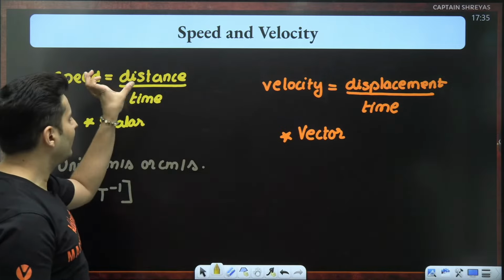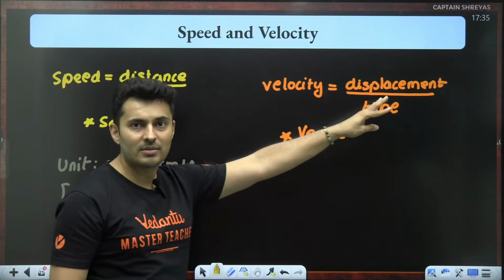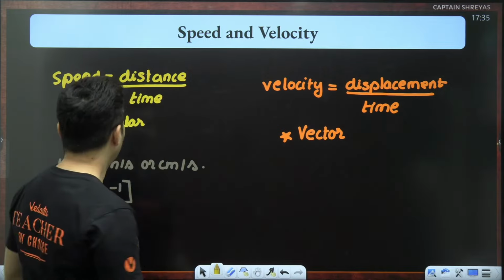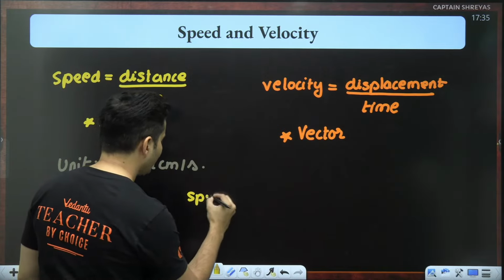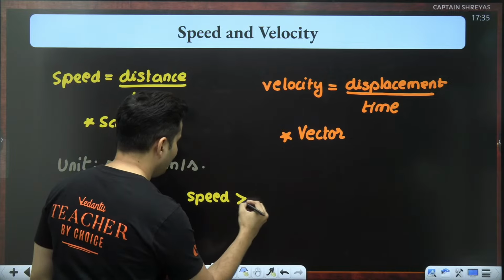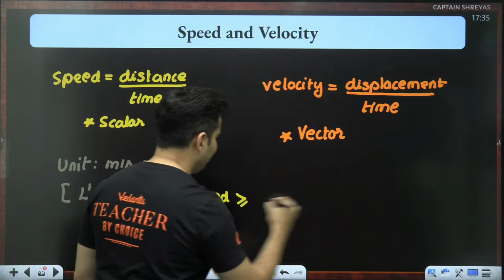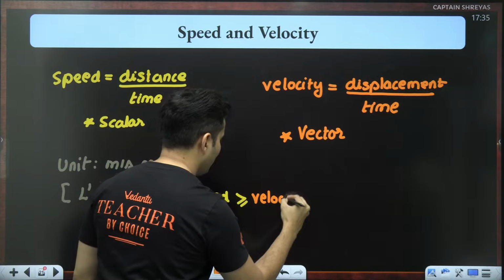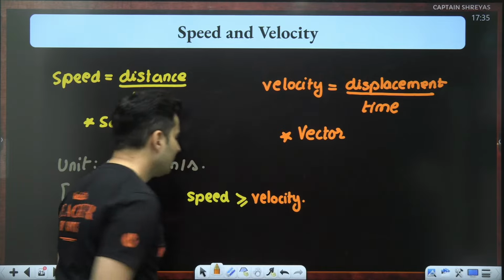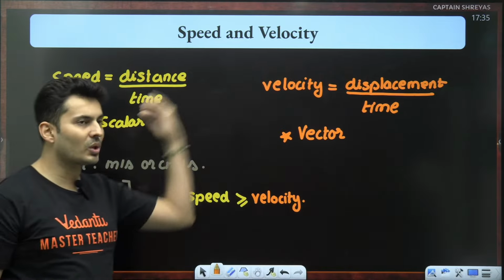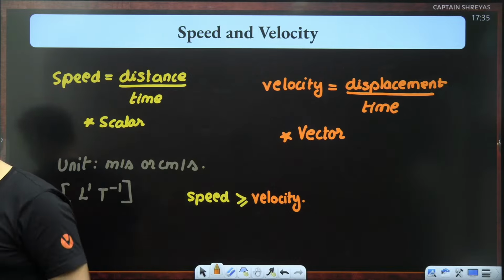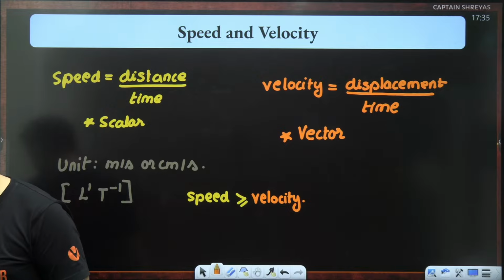Just like before, since distance was always more than displacement or worst case equal to, that's why your speed will be more than or equal to the velocity. Okay, will be more than or equal to the velocity. So this also holds true even over here. Keep this in mind. Very good, excellent.